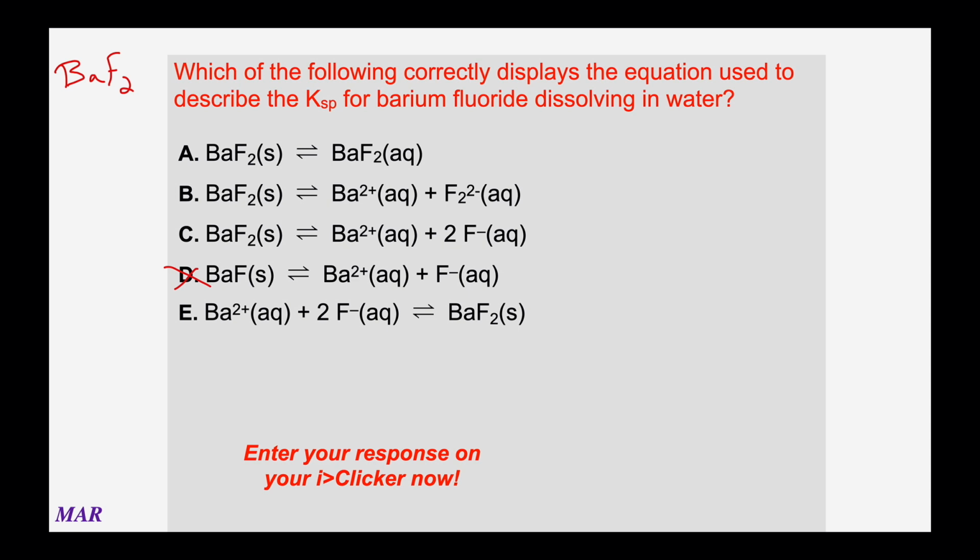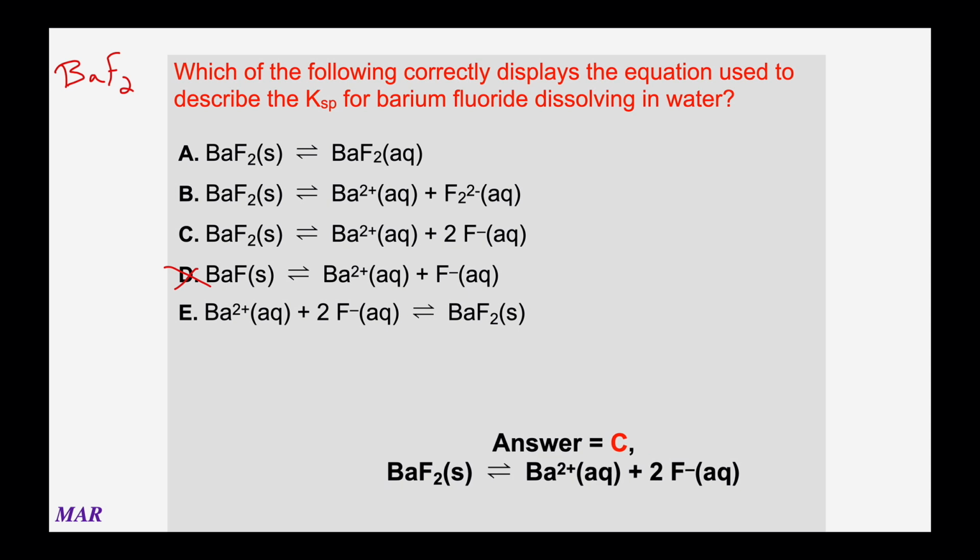So it's tempting maybe to think about it as F2 2 minus. But the F2 part, the diatomic, only applies if it's neutral fluorine. And this is not neutral fluorine. These are the ions of fluorine. So if you're going to write fluorine as an ion, or the fluoride part, you want to write that as F minus. And you have 2 of these F minuses with barium. So in these 5 possible answers, answer C is the one you want.